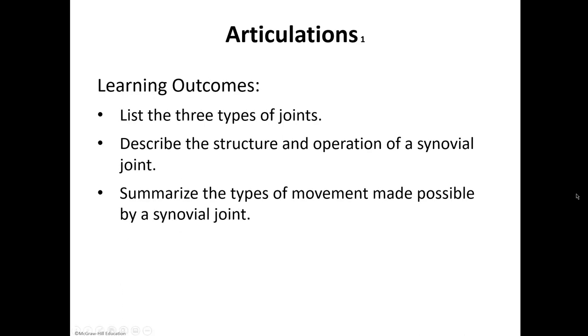The next sub-module is articulations. Learning outcomes are: list the 3 types of joints, describe the structure and operation of a synovial joint, summarize the types of movement made possible by a synovial joint.